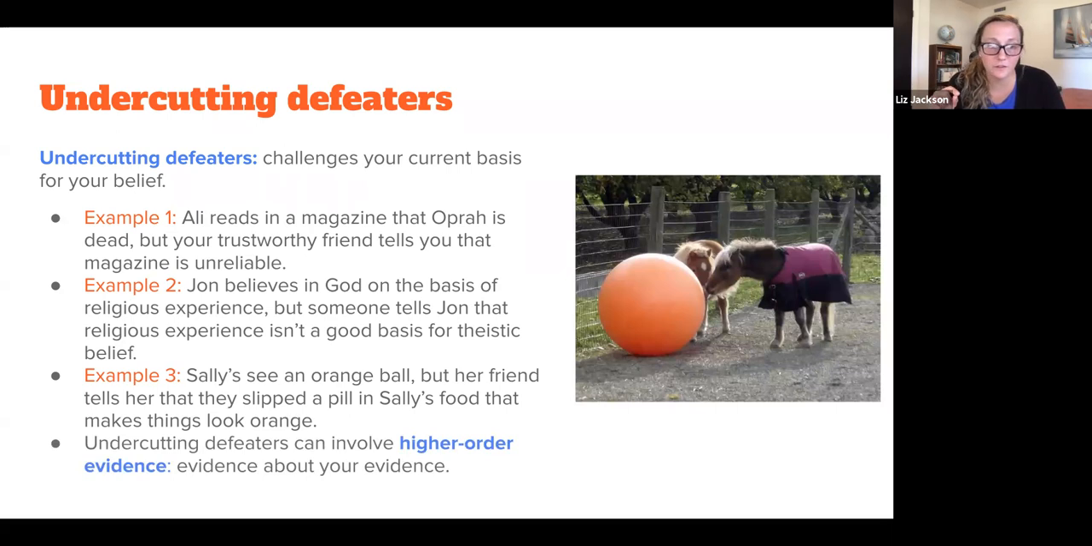And undercutting defeaters can involve what's called higher order evidence. This is evidence about your evidence. So Ollie's belief that Oprah's dead is based on the evidence of this magazine reporting it. And then when he learns the magazine is unreliable, that's higher order evidence. It's evidence about the evidence that he has. Similar for these other examples as well. So often undercutting defeaters will give you evidence about your evidence. And then that evidence is the thing supporting the belief that's defeated.